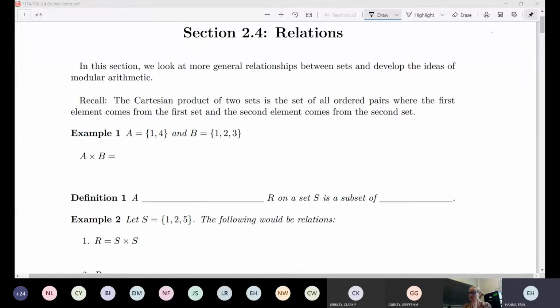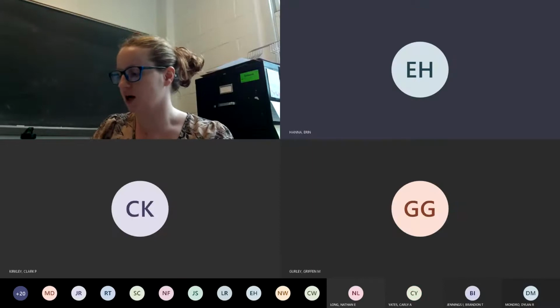Recall when we were talking about sets, the Cartesian product of two sets is the set of all ordered pairs where the first element comes from the first set and the second element comes from the second set. To remind us, say we had these two sets, {1, 4} and {1, 2, 3}. Let me reshare my screen really quick, just in case.